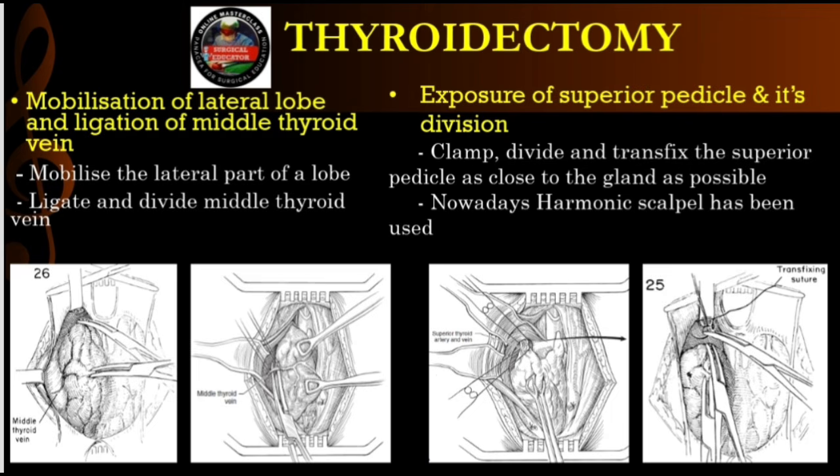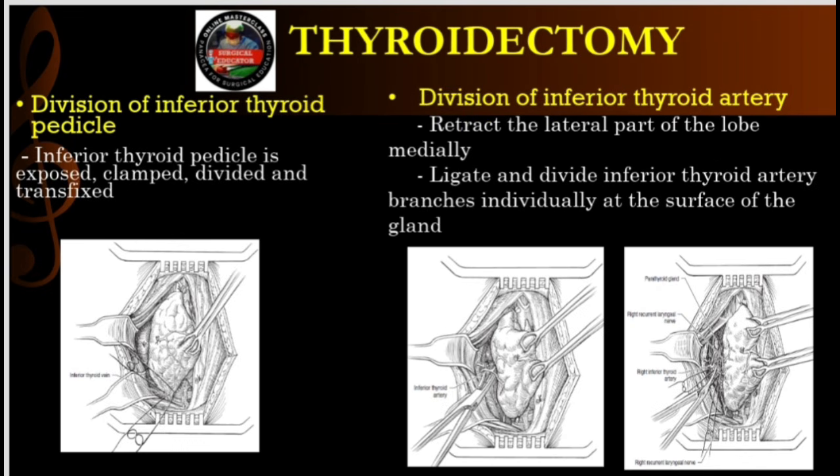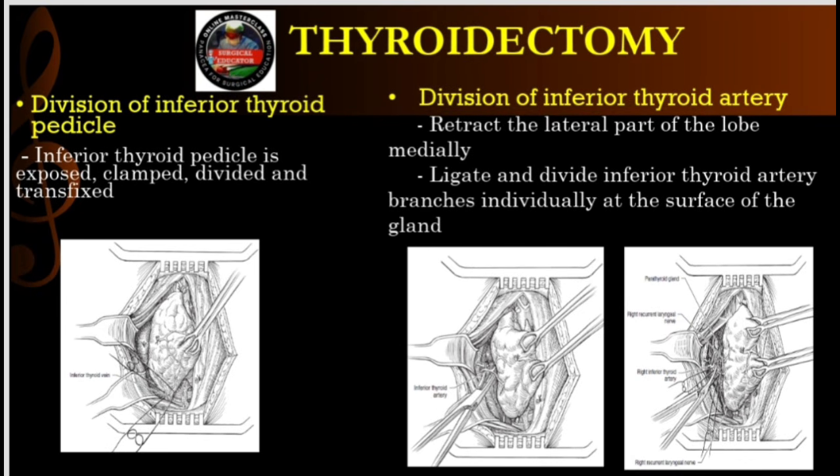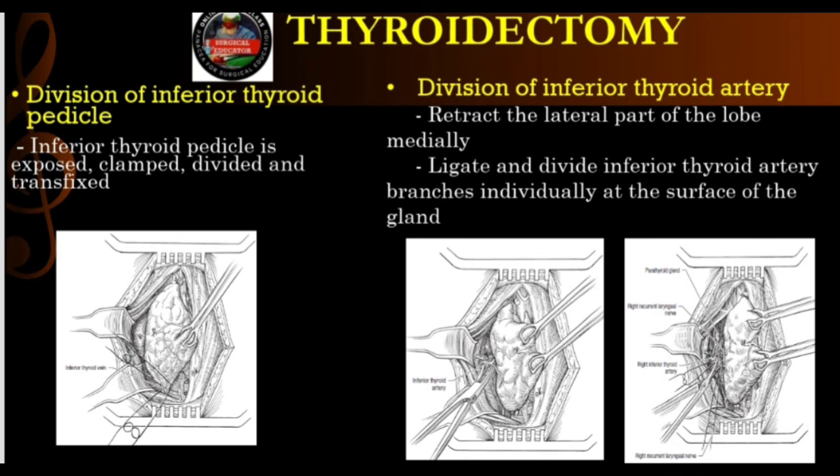So the upper half is fully mobile. We pull the gland downward and roll it, moving to slide 12 and 13. The inferior pedicle. The true danger zone. The slide says to handle the inferior thyroid veins first: clamp, divide, transfix. But the real core of this surgery is the inferior thyroid artery.